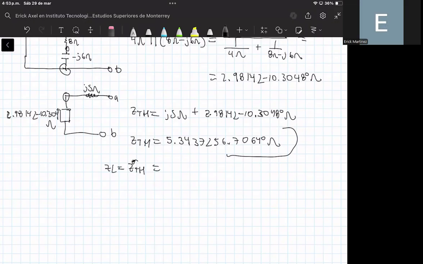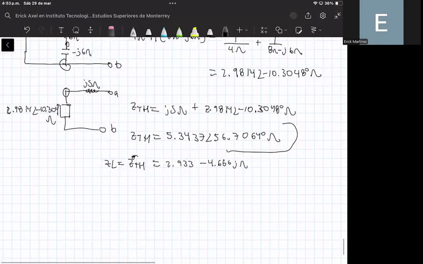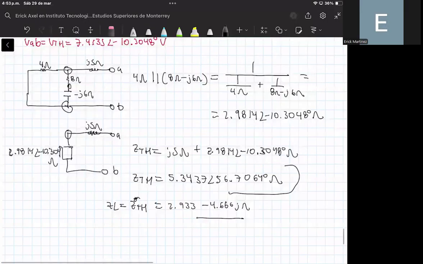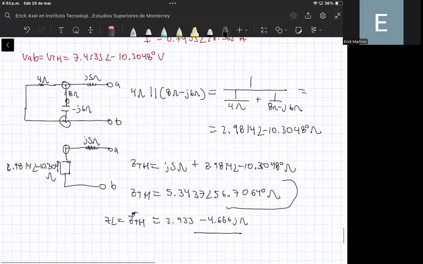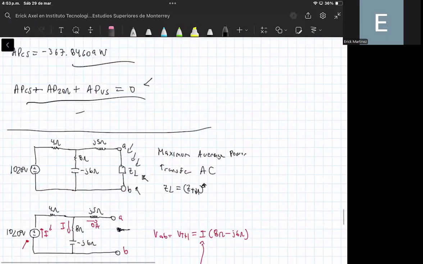Okay, that is equal to 2.93 minus 4.66 J ohms. Okay, so this is the value of the impedance that ensures a maximum average power transfer. Okay, and this will be the value of Z sub L.